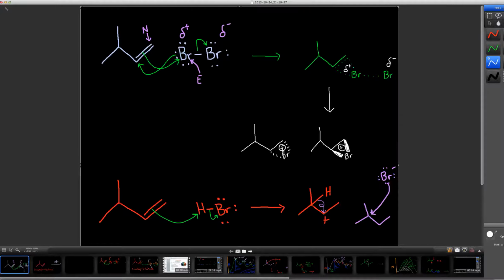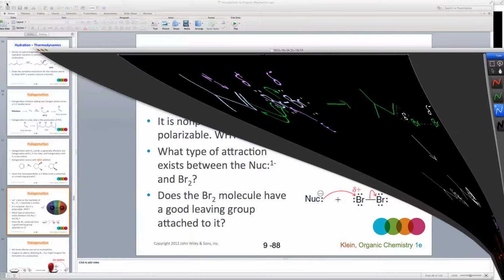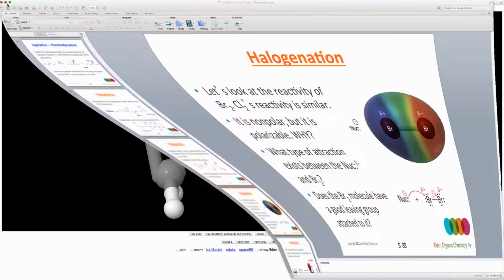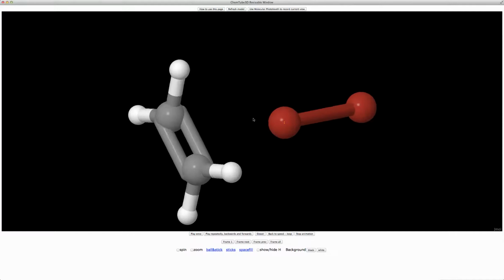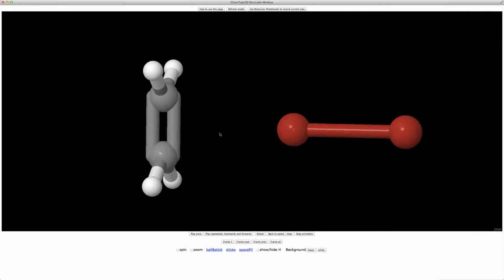So what I would like to do now is introduce you to a very interesting, very valuable resource. I will be posting this link on pause. It's ChemTube 3D. In ChemTube 3D, we have a symmetrical alkene, ethene, and we have molecular bromine. The bromine that is closest to the pi density of the carbon-carbon double bond is electrophilic and has a partial positive charge. Bromine that's further away is not electrophilic.